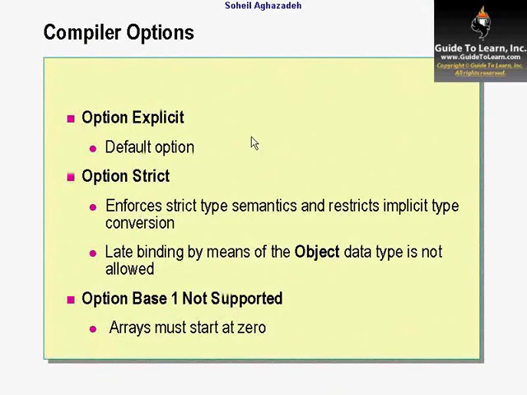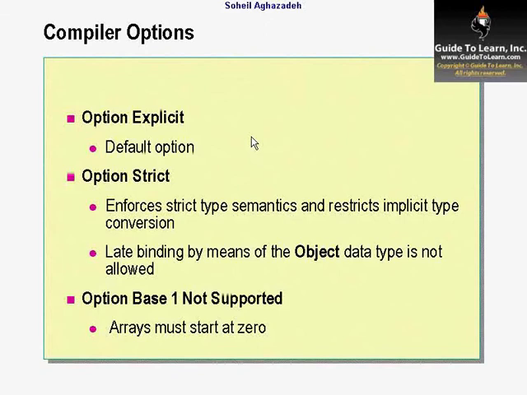We have Option Explicit. That's the default. You can turn it off, but we don't recommend that because that prevents logical errors. Option Explicit means that you have to declare a variable before using it. Option Strict enforces strict type semantics and restricts implicit type conversion. You have to explicitly convert the type. That's also pretty good when you want to make sure that you're passing the right data type from one object to the other.